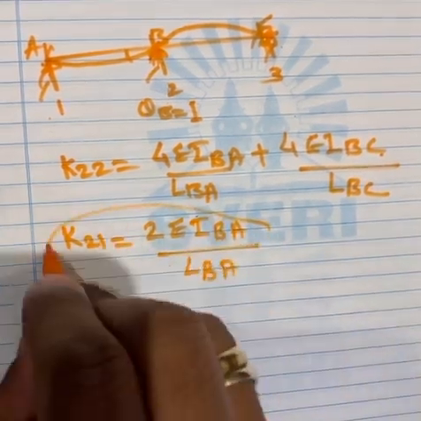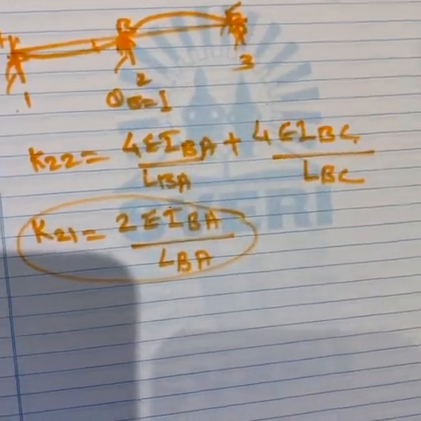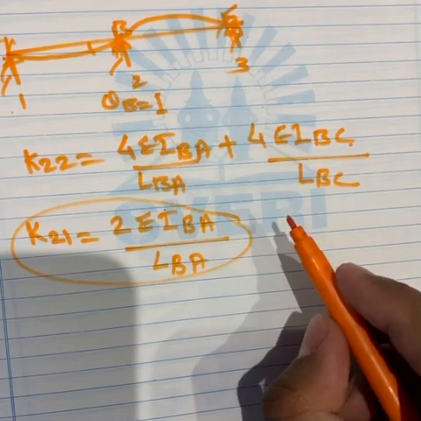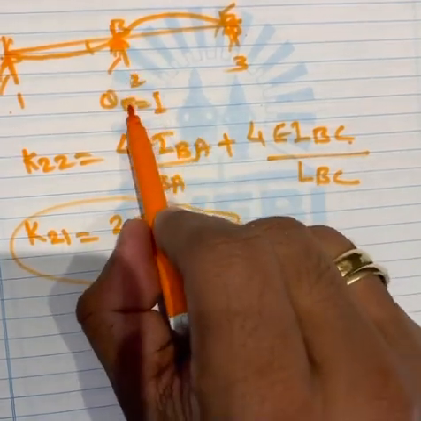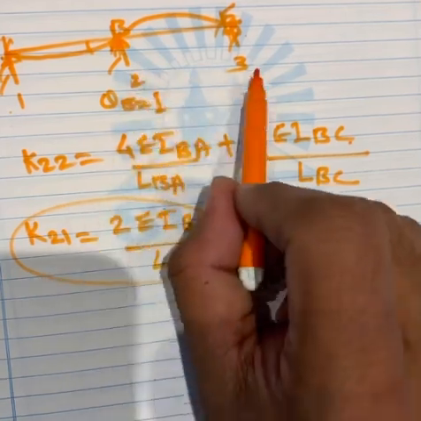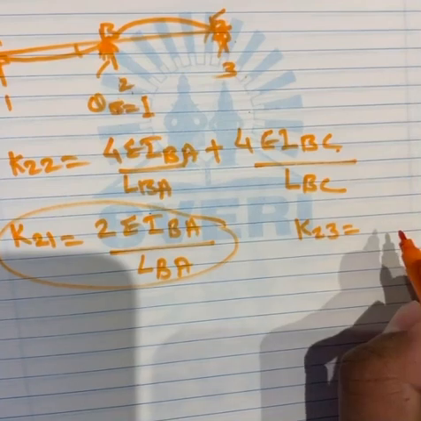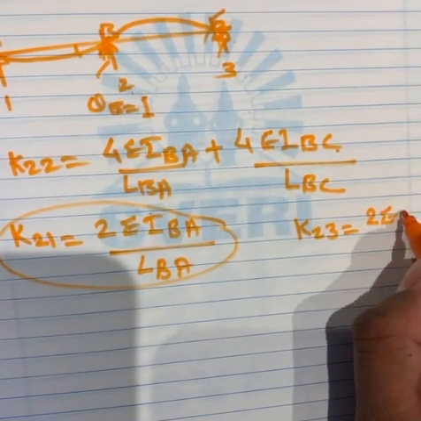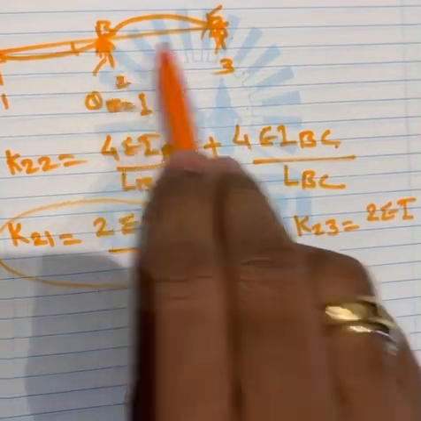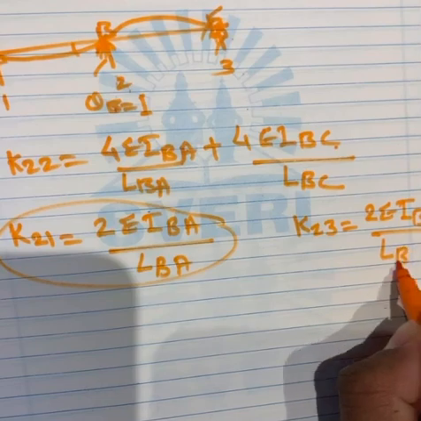So this and this have become the same, because a stiffness matrix is always a symmetric matrix. Similarly, because of rotation at 1 and rotation at 2, what is happening at 3 is nothing but K23. So what is K23? It will be 2EI, only the span will be different, BC divided by LBC.